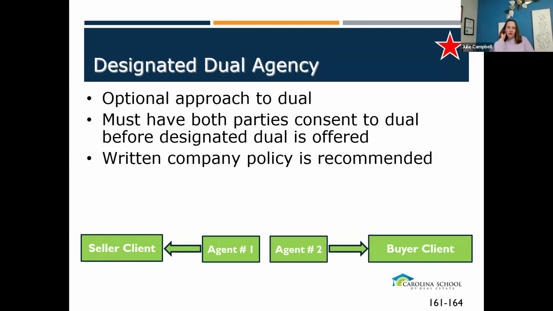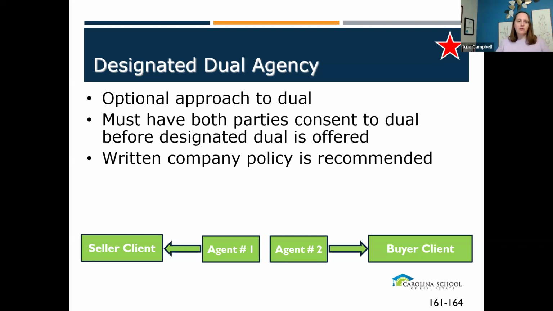We got to have parties, we got to have consent. The firm should have a written company policy about how they're going to handle designated. Unfortunately, there's no license law or commission rule that requires the firm to have a written company policy. It's just highly recommended.